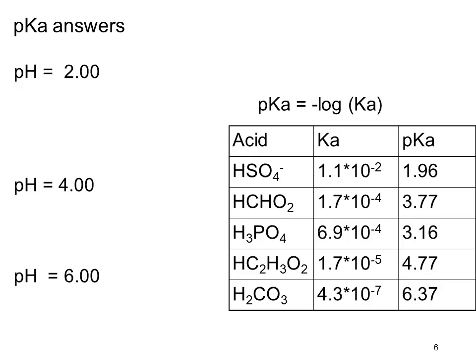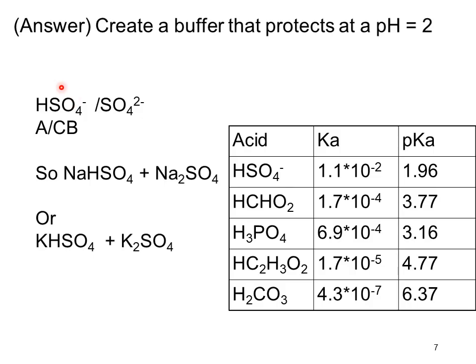Okay, so let's just do the pKa first. Bisulfate ion has a pKa of 2, formate has a pKa of 3.77, phosphoric acid 3.16, acetic acid 4.77, carbonic acid 6.37. Okay, let's do pH 2 first. Okay, pH of 2. Well, bisulfate has the closest pKa to a pH of 2.